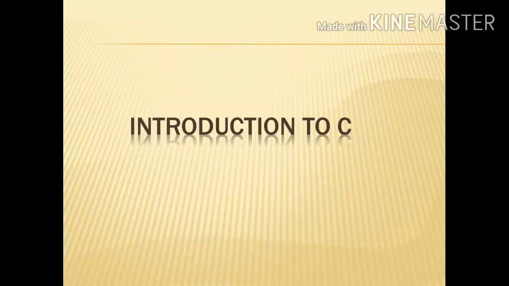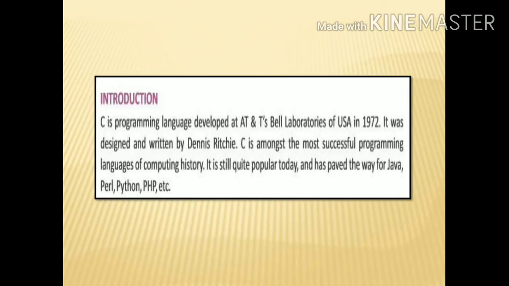C is a programming language developed at AT&T Bell Laboratories of USA in 1972. It was designed and written by Dennis Ritchie. This is the most successful programming language of computing history. It is a general purpose language with a strong orientation towards low level system programming. The name C was chosen because it borrowed a lot of features from the B programming language.